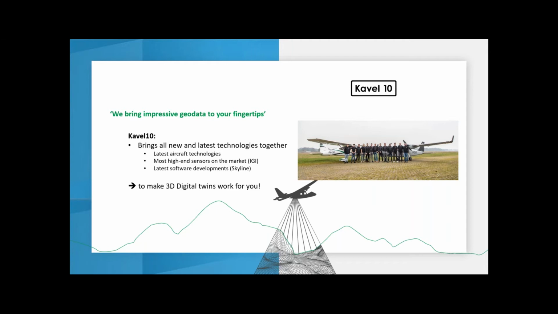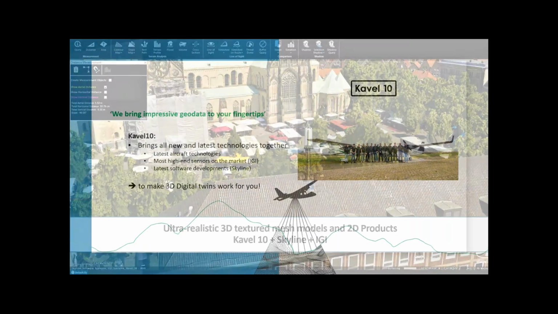So Kavel 10 is a company that gives you that end-to-end solution. They fly, they own IGI sensors, they fly for you, they process the data, and then they deliver your end products. So in case there's people out there that want to dip their toes into this world of digital twin mapping and really getting analytics out of their city data, there are some companies out there, and Kavel 10 is one of the best. They're based in the Netherlands, and I will let Ewood talk about that in a minute.